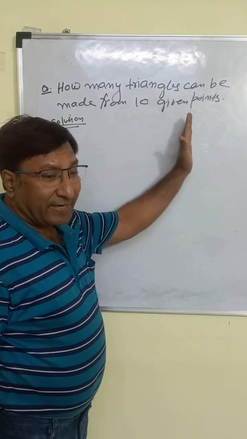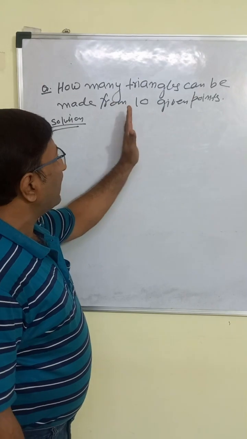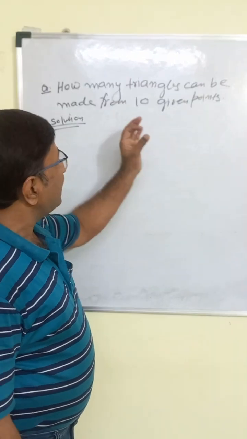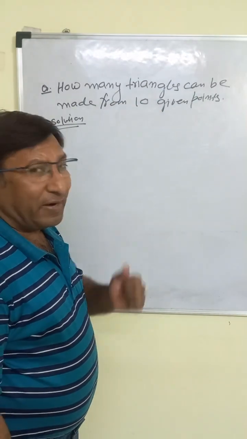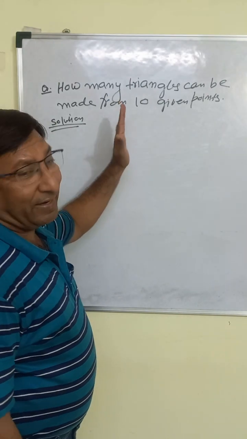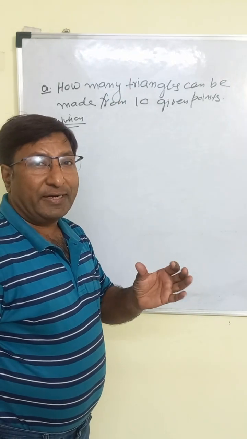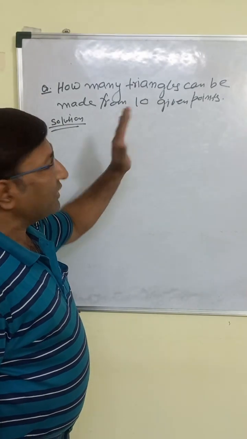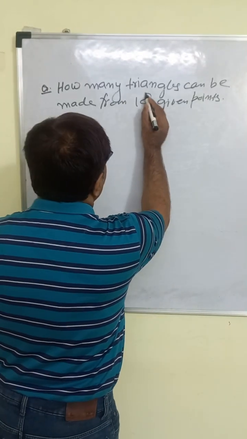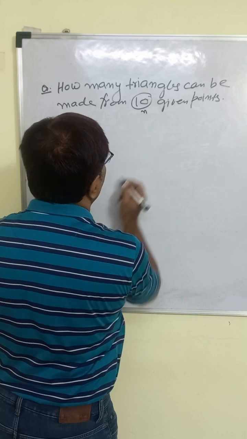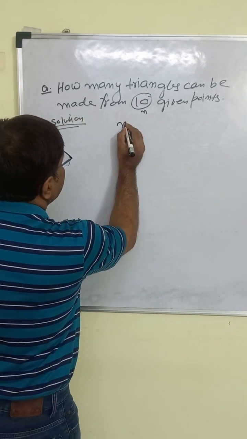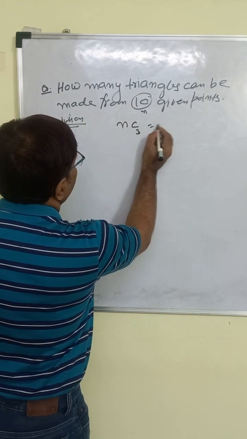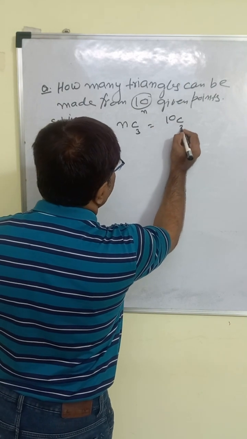Let us see the question. How many triangles can be made from 10 given points? This is a very important question and the simple technique is: we are finding the triangle. For a triangle we need only 3 points. So here 10 points are given. Suppose n points are given, the general formula is simply nC3. Here n is 10, so we get 10C3.